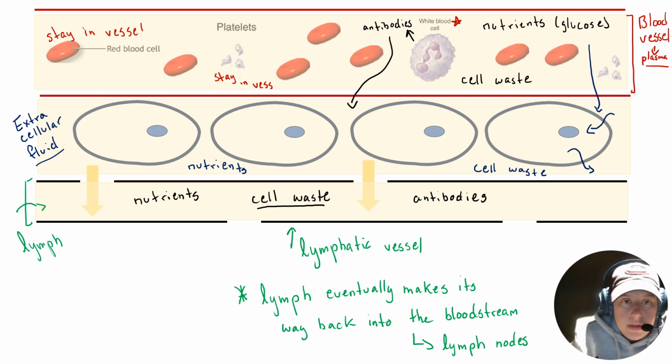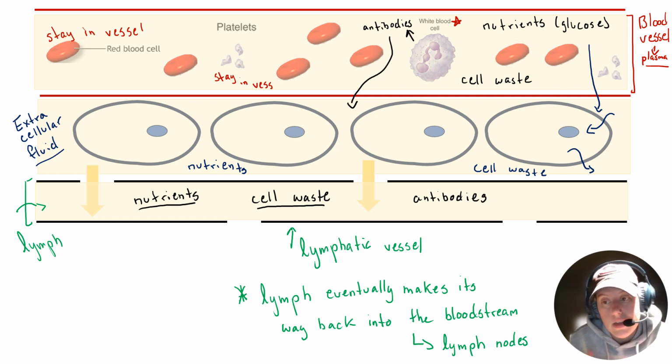There are also going to be nutrients, right? So these nutrients can then get recycled and go to other cells in the body. So that's the relationship between plasma, extracellular fluid, and lymph.